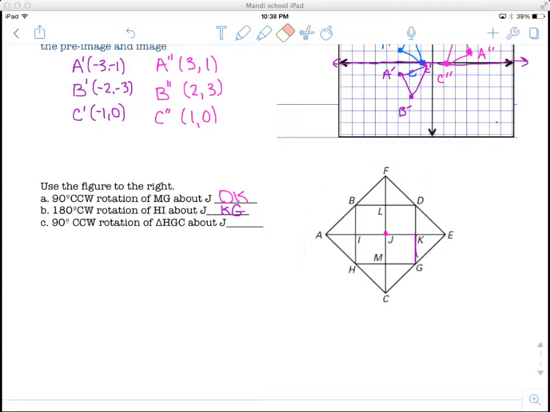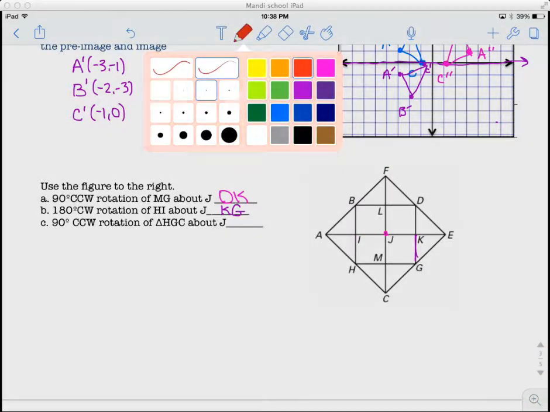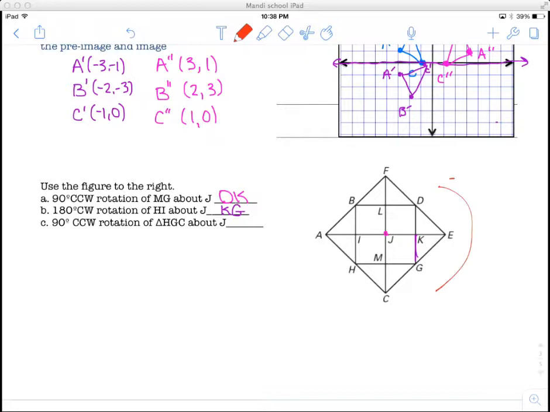Okay, and the last one is a 90 degree counterclockwise, so we're still going counter, of triangle HGC. So this triangle right here, when it rotates 90 degrees, it would be right here. And it listed the H first, so when you rotated it, the H would be right there. So let's list that letter first. So G, E, D.